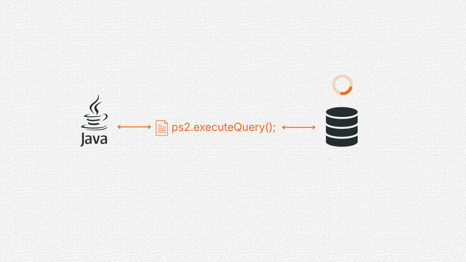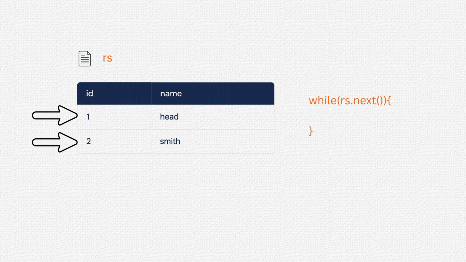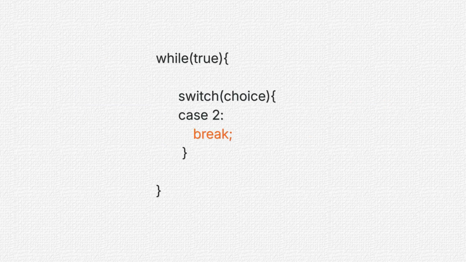The database processes the query and returns the table data in the form of a result set object. The result set stores all the rows returned from the database. Then a while loop is used to read the data row by row from the result set. The loop continues until all rows are read from the result set. Finally, the break statement ends case 2 and the control returns back to the main while loop.